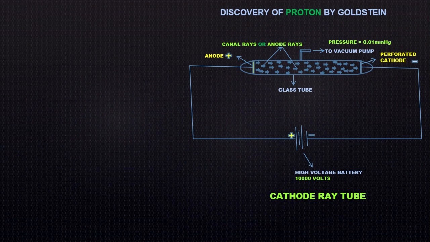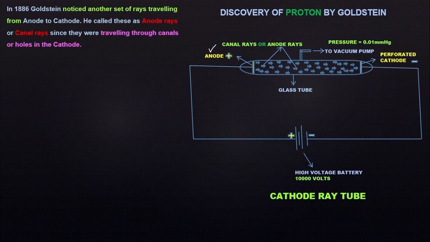Discovery of the proton by Goldstein. Look at this. At this time, the polarity will be reversed. In the first experiment, we had the cathode at this place, but this time it is the anode. Polarity has been reversed. So Goldstein performed the same experiment with reverse polarity, and in 1886, he noticed another set of rays traveling from anode to cathode.